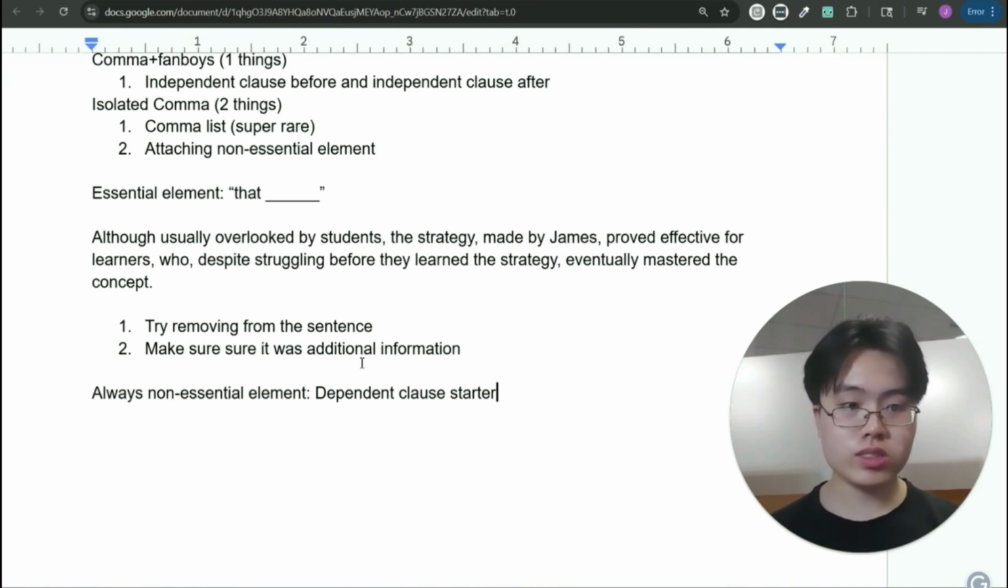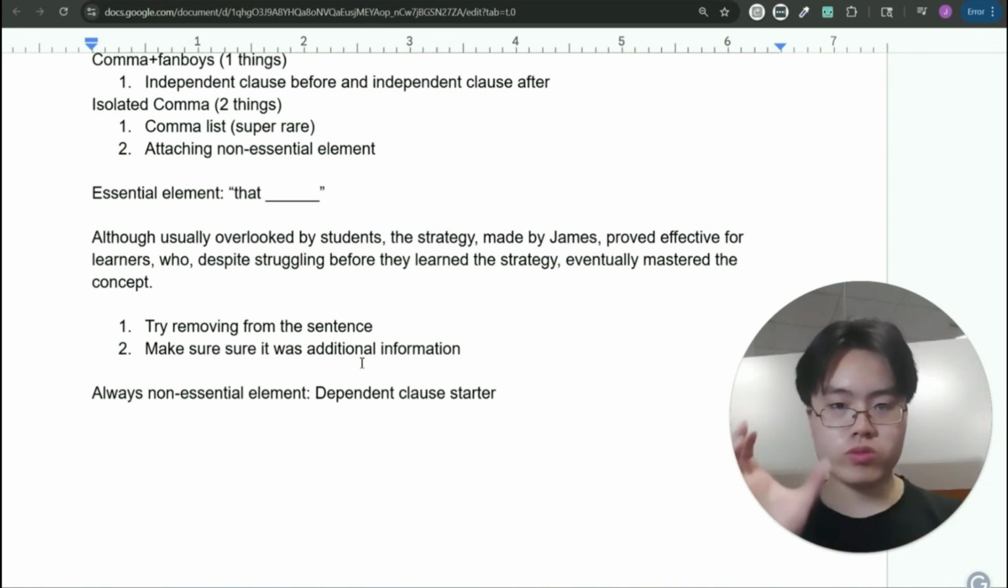So basically, all sentences are made up of an independent clause with a bunch of non-essential elements attached to it. I mean, there could be no non-essential elements. It could just be an independent clause by itself, or it could be an independent clause with a bunch of additional information attached to it. But that's how you look at it. That's all a sentence is made up of. There's no complicatedness at all.